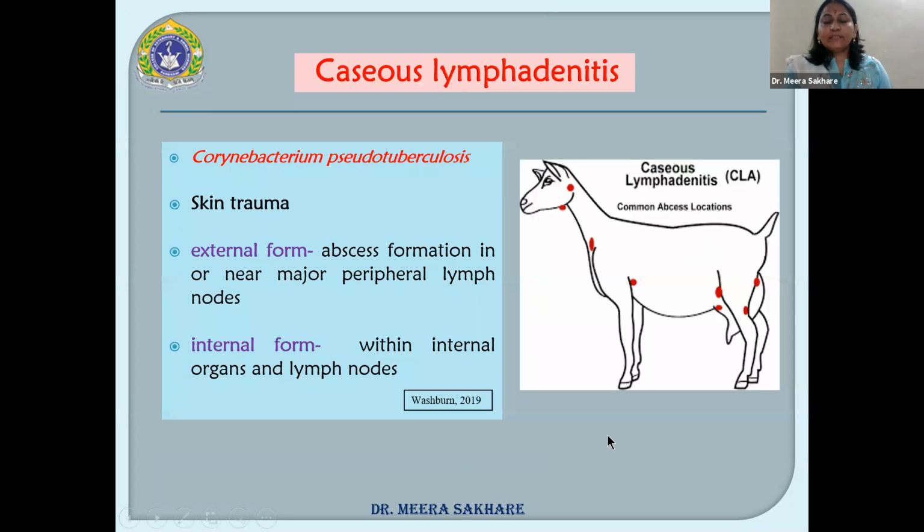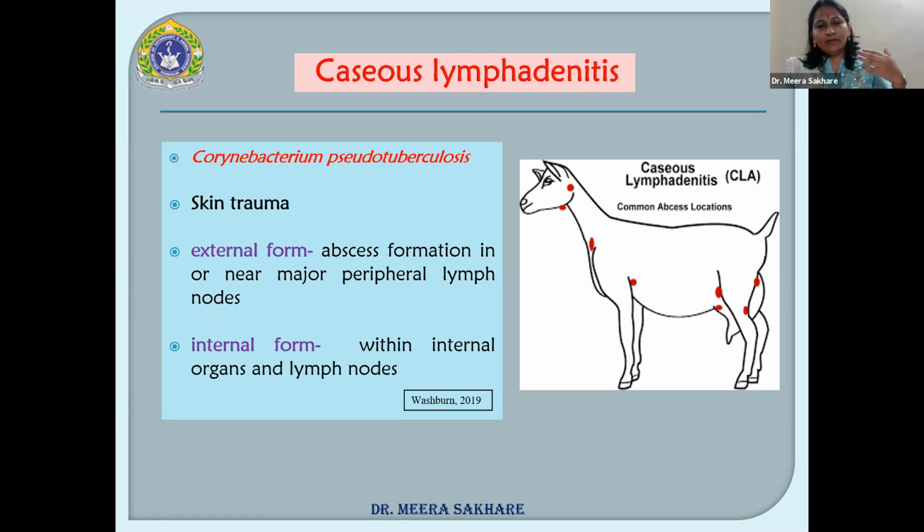Then next is caseous lymphadenitis. Nowadays, in most sheep and goat farms, we frequently encounter this disease in field conditions. This disease is caused by Corynebacterium pseudotuberculosis. So it is in the category of tuberculosis-like disease. And the main predisposing factor is skin trauma.